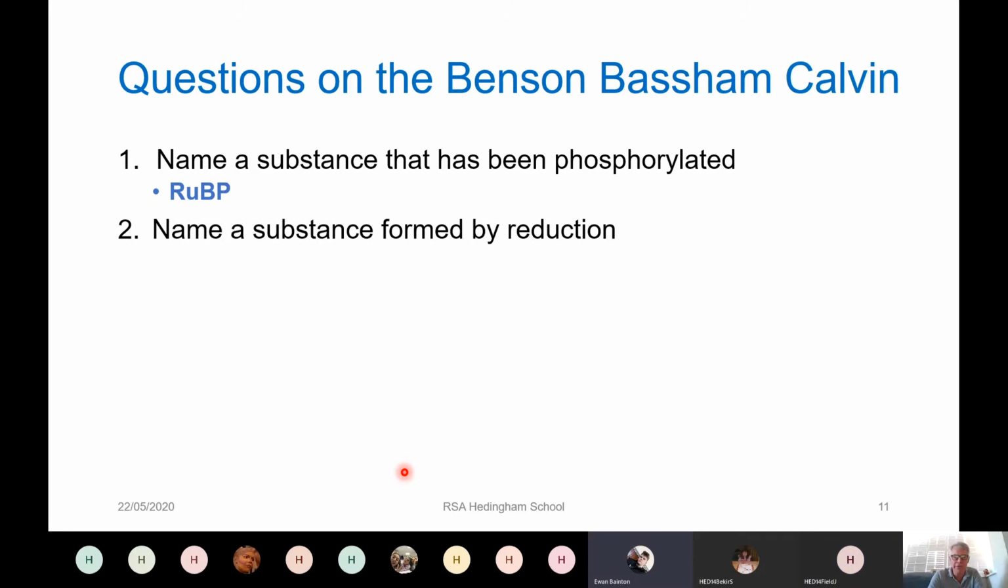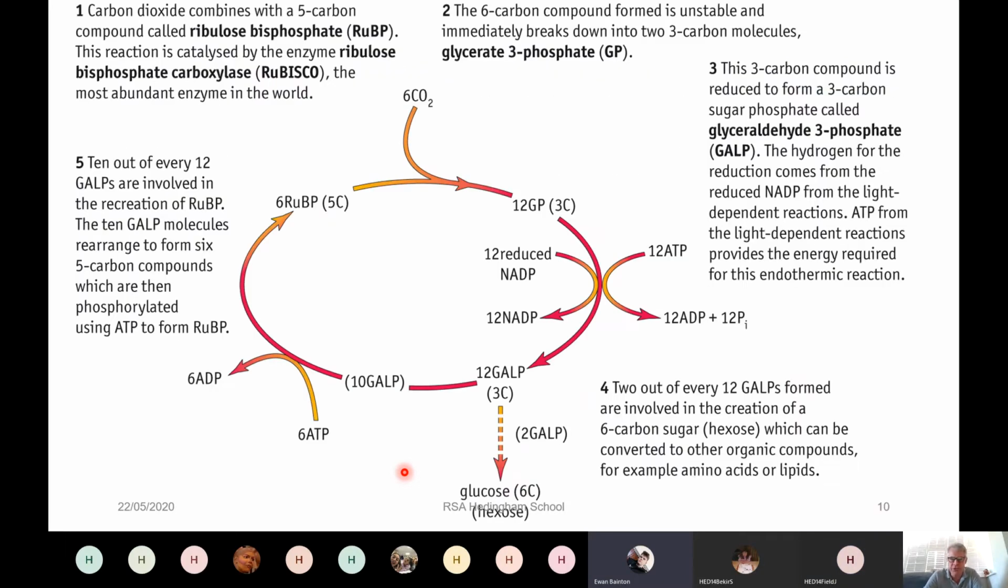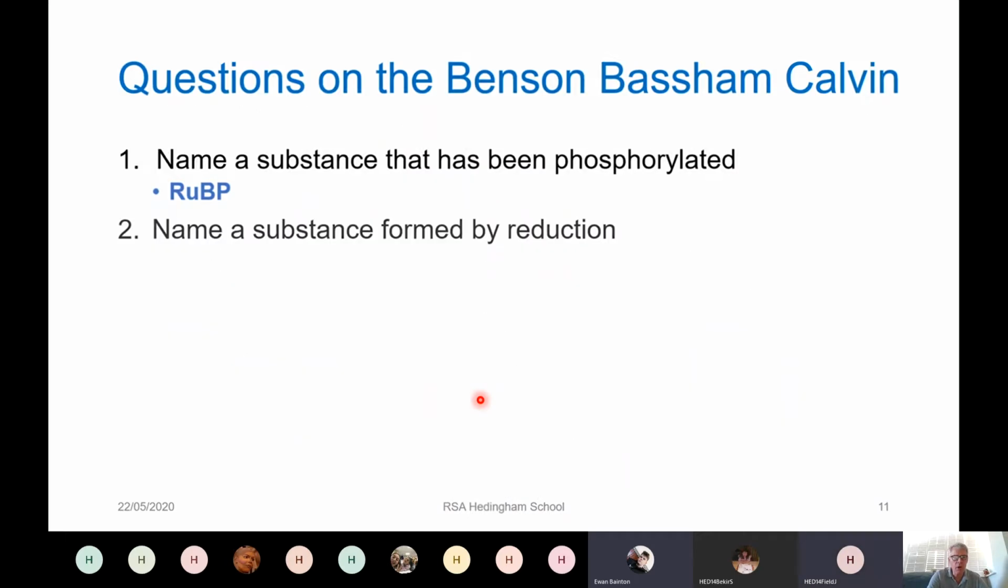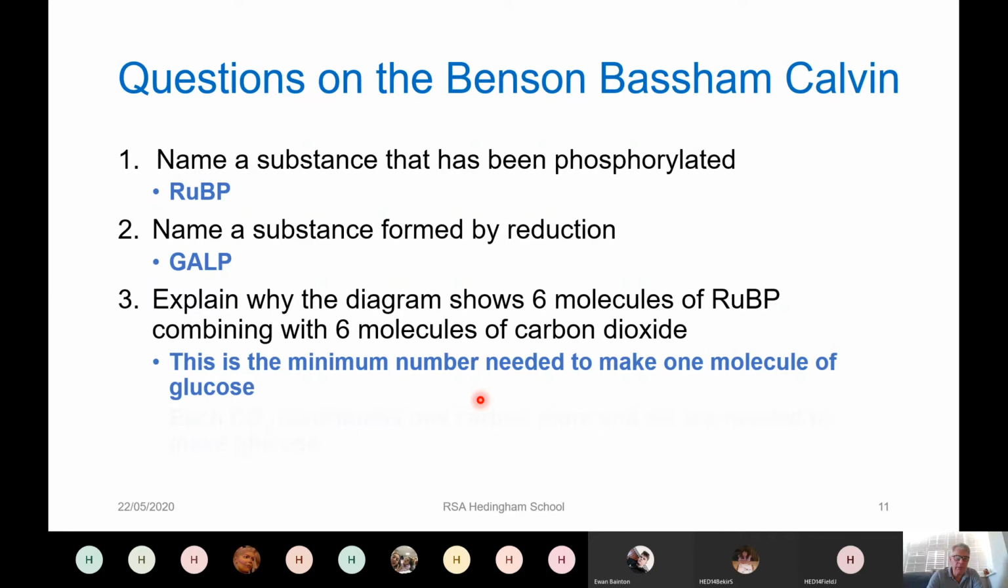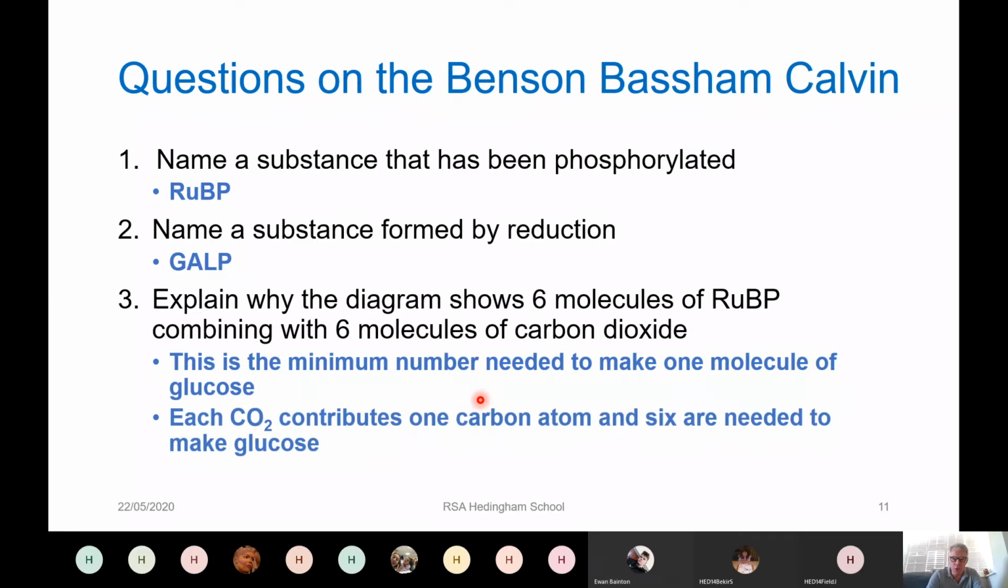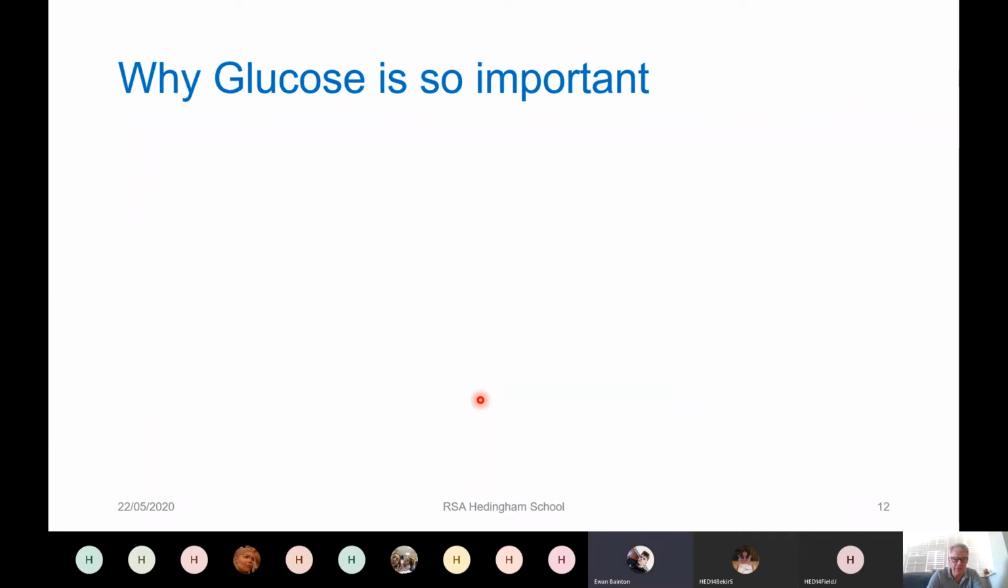Right, substance formed by reduction. What's been reduced here? Is it the GP? GP is reduced. It's had hydrogen added to it because, again, the hydrogen has been lost from here. Reduced NADP becomes NADP. So hydrogen is given to GP to become GALP. So a substance formed by reduction will be GALP. And why does the diagram show 6 molecules? Well, we've talked about that. It's the minimum number to make 1 molecule of glucose. Each CO2 contributes 1 carbon and 6 are needed for each glucose. Right.